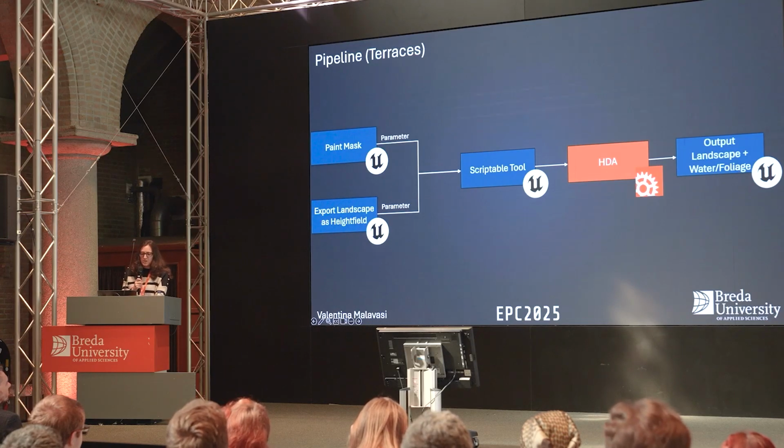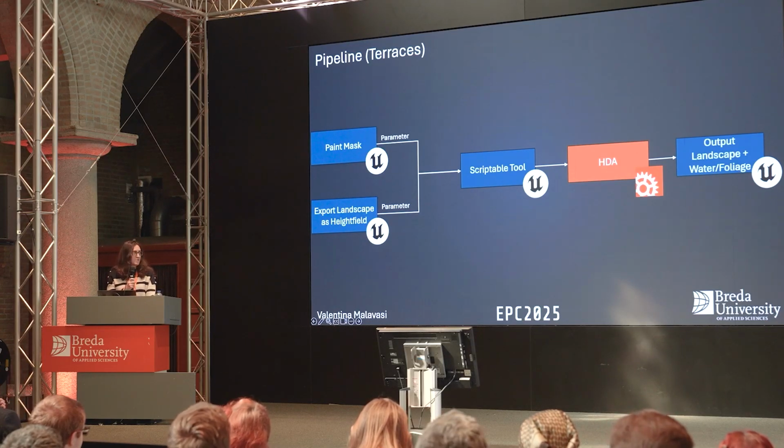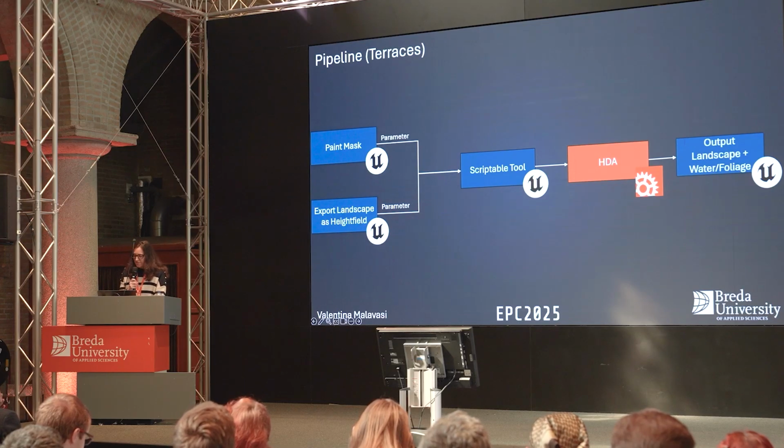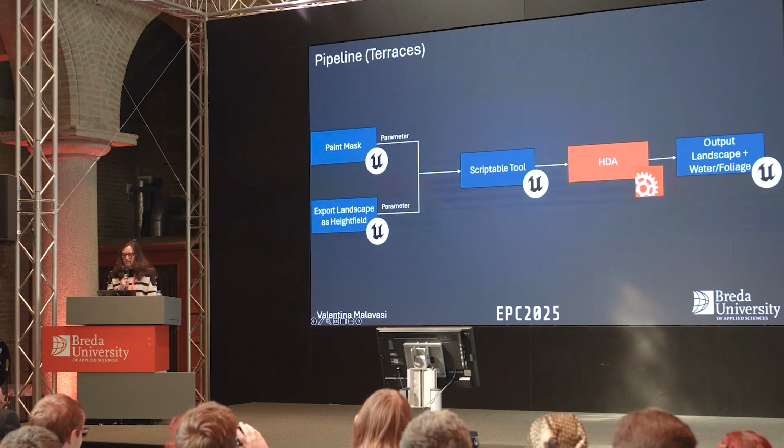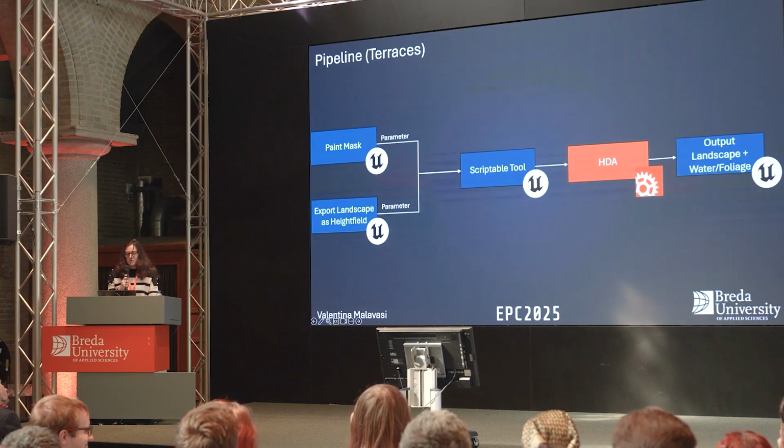So firstly, I will start with explaining the pipeline for the terraces. For this tool, the user paints a mask on a terrain in Unreal, which will guide the generation of the rice fields. I then use scriptable tools for the interface, which then creates the HDA and finally bakes the final result into a landscape, foliage, and water planes.